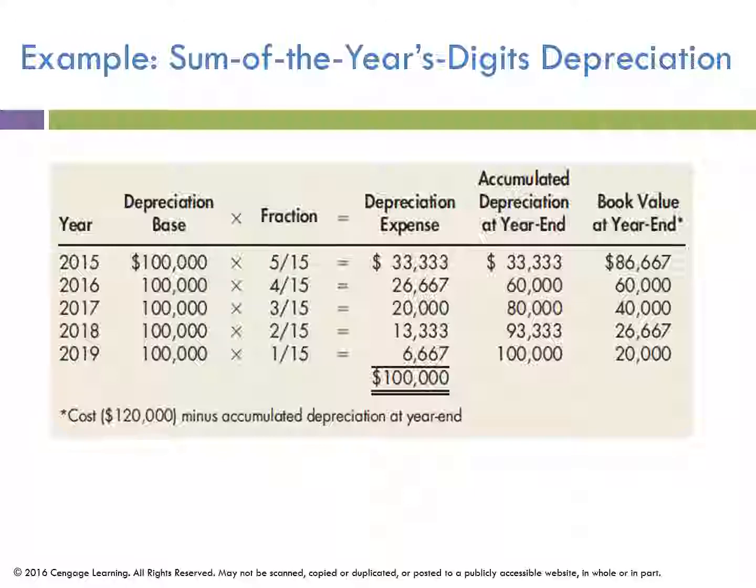2018, our fraction will be 2 years over 15 because you could calculate depreciation for 2018 and 19 yet. And you can see your calculations and your dollar amounts. And in the final year, you'll use 1/15. 100,000 times 1/15 equals 6,667. Your accumulated will then increase to 100,000. Book value will equal residual value. So that is the sum of the year's digits method.